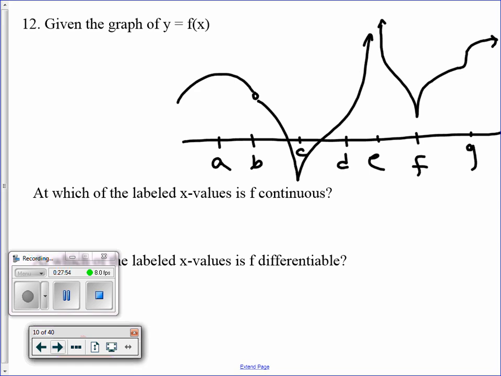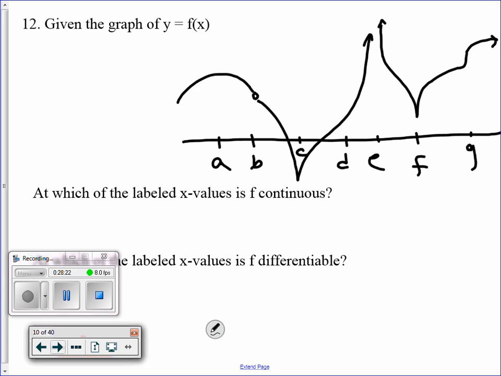12. Now you're given a graph, and you can't see it on what I have on my board, but in your notes it says there's a vertical tangent at x. So we have to remember that. The first thing, though, it says at which of the labeled x values is f continuous. As long as there's no hole, no jump, or no vertical asymptote, it's continuous. If you can sketch it without lifting your pen, it's continuous there.